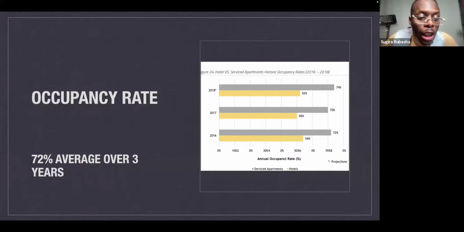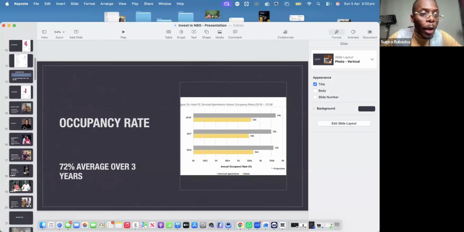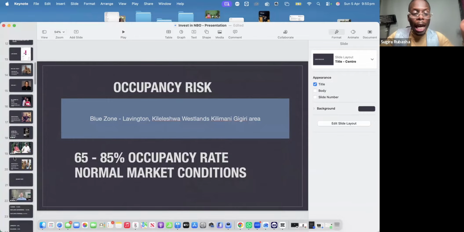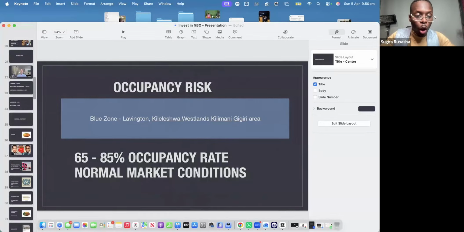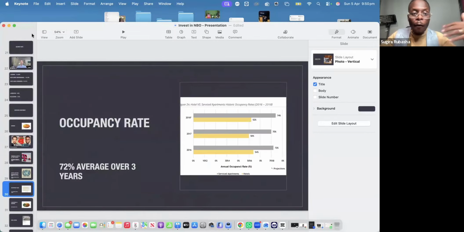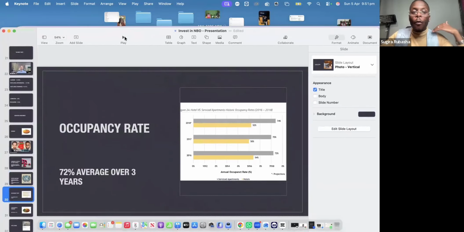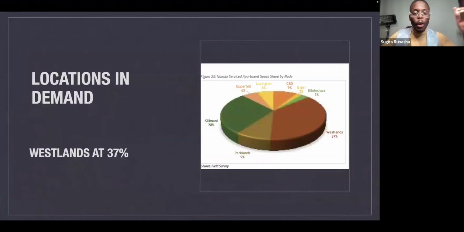So you can see here, 72%, and like I showed you, what was the occupancy rate for Airbnb? The occupancy rate was 65 to 85%. 85 is if you have a really, really good place and it's getting booked out. That's really good. That's a very small market. The other one was 65%. And remember, Airbnb is down, which means it has the low occupancy. This one, having a full-time tenant, is 72% because it's a full-time tenant coming in and staying there. Very important. So what are the locations in demand?